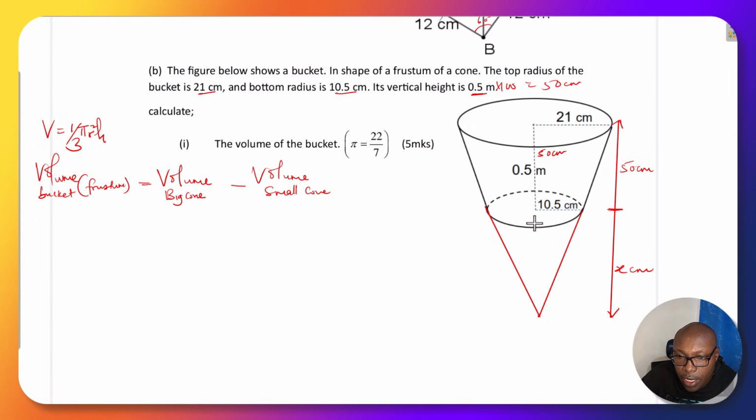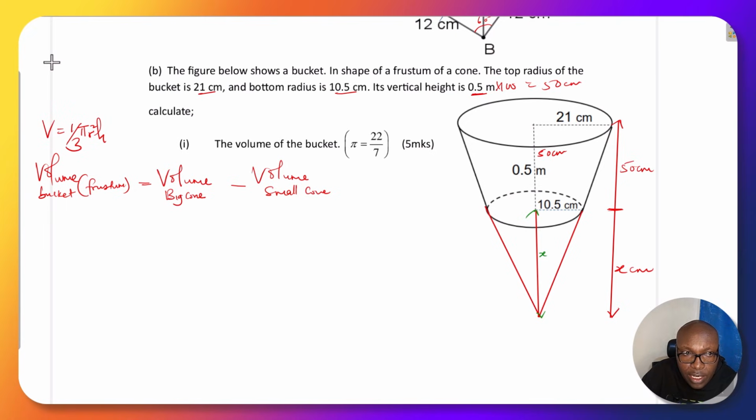For us to get the height, this one I refer to as x. So this is x. To get the height of the smaller cone and the height of the bigger cone, we need to find the value of x, and for that you're going to use similarity. We have two similar figures here. We have two cones, the bigger cone and the smaller cone.